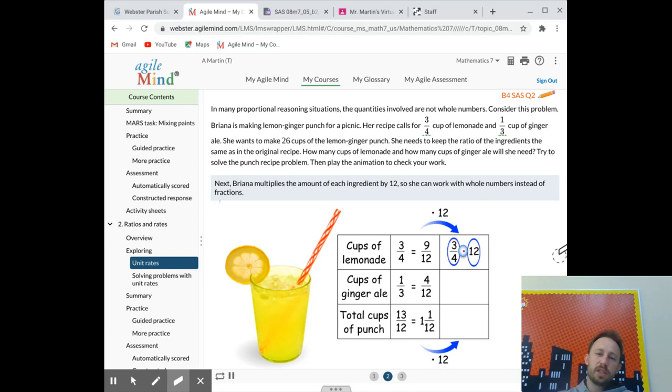All right, so it says next, Rihanna multiplies the amount of each ingredient by 12 so that she can work with whole numbers instead of fractions. That's a smart girl. All right, so that way she doesn't have to work with fractions because a lot of people don't like fractions. So they took the common denominator and multiplied it by both of those, and now she has whole numbers.